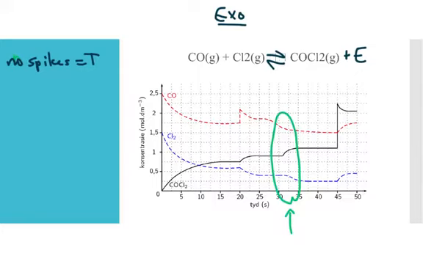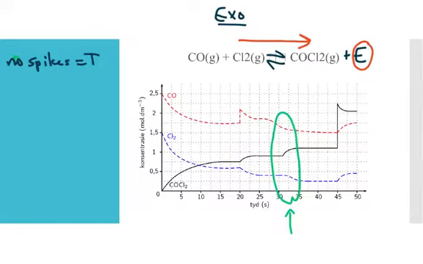So if we have a look, we can see that the red and the blue line, the reactants, are decreasing. If the reactants are decreasing, that means the shift was towards the right. If it shifted to the right, what must have happened to the energy? Did we add energy or remove energy to make it shift to the right?